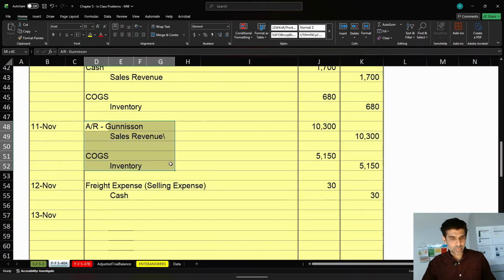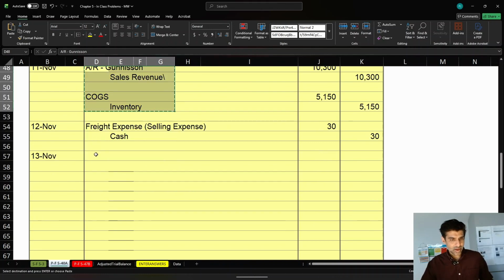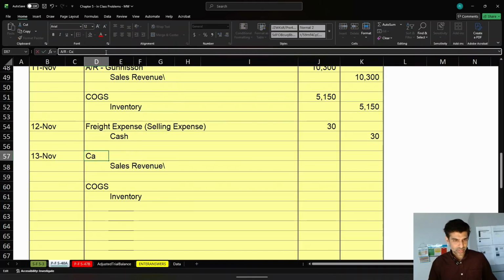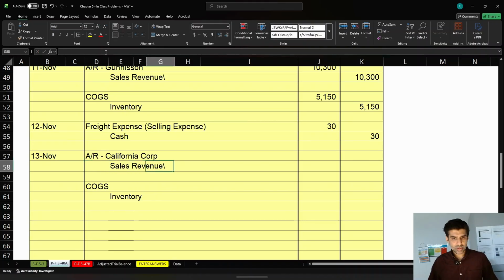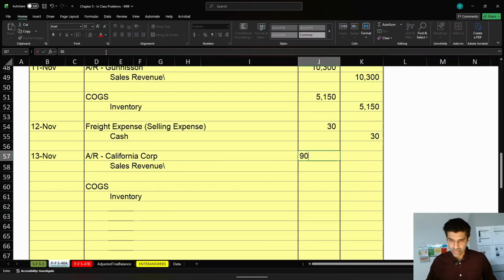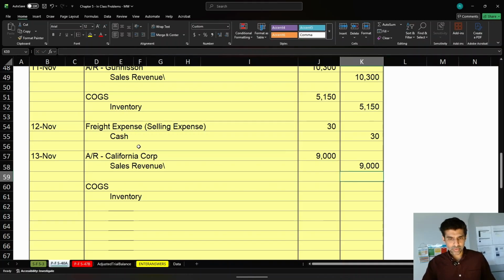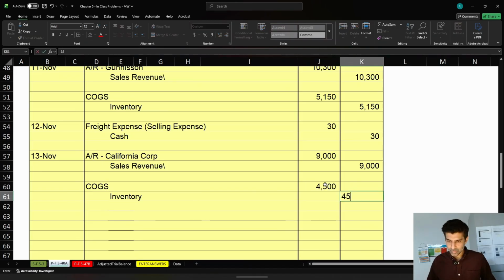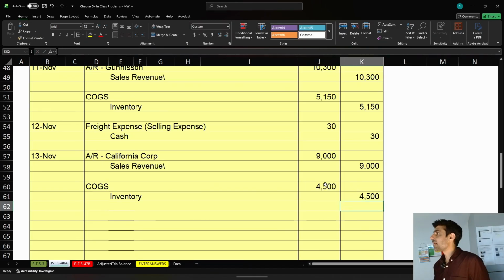So I can basically just copy and paste these. It's the same accounts, except I'll just change this to, instead of Gunnison, it's California Corporation. Okay, and I think it was 9,000. And then my cost of goods sold was 4,500. Okay, so the form is the exact same.